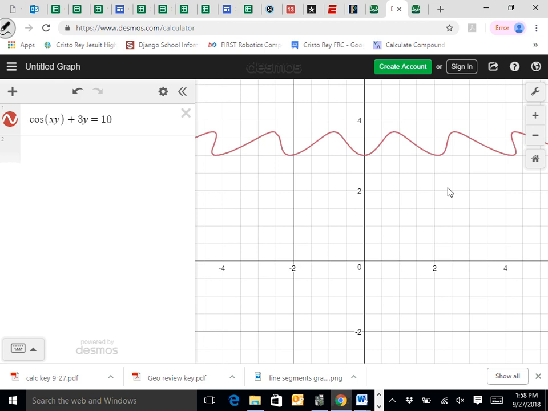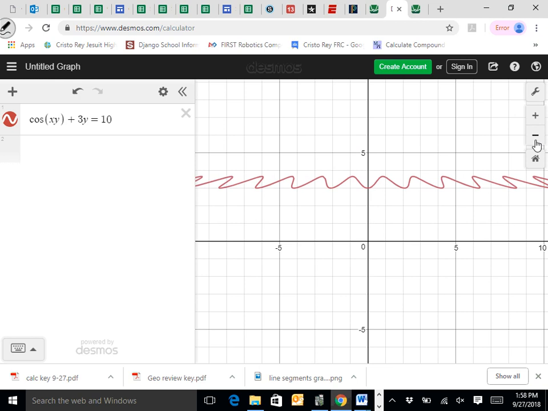Once again, we see a cool looking curve here. It's not a function. It fails a vertical line test in a lot of different places. Over here especially. Okay, let's look at the last one for today.